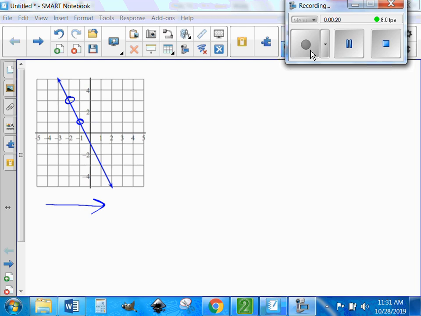So for my rise and my run, I can go down 2, which tells us that our slope is going to be negative, since from left to right we're going down. So it's down 2 and over 1. So the slope is negative 2 over 1, which reduces to negative 2.